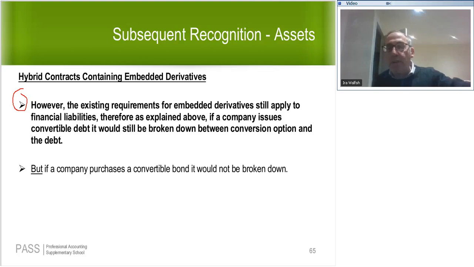Guys, I'd like to end our discussion of classification and measurement by going through some flowcharts with you that will pull everything together. Okay, hopefully this will provide a nice summary of what we've spoken about.